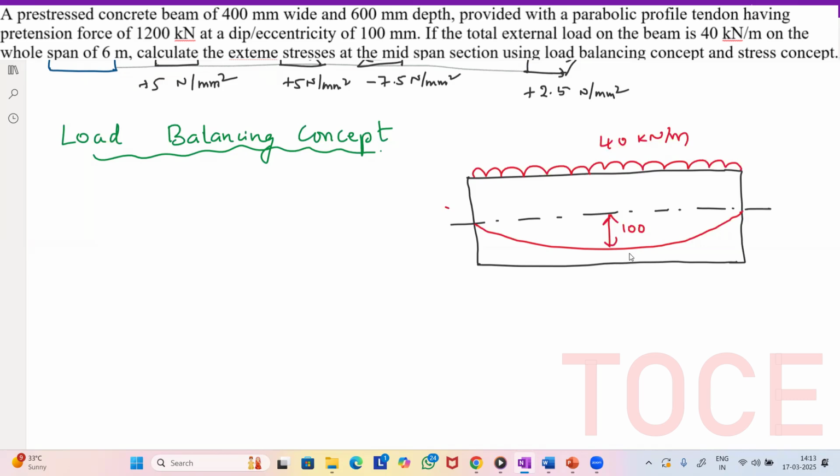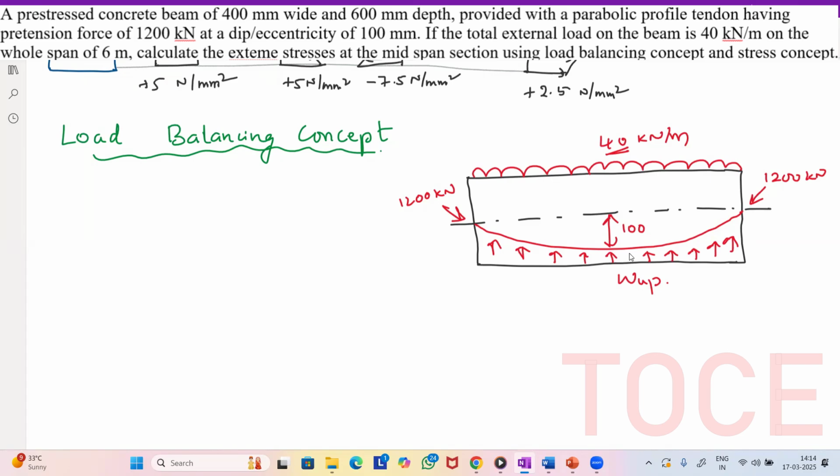Okay. So this external load will be balanced by the tendon profile, which is provided in a parabolic manner, right? So with the tendon, which is carrying a pre-stressing force of 1200 kilonewton, 1200 kilonewton will try to counteract this load of 40 kilonewton per meter. Okay, so it will act like this. So there will be an upward thrust counteracting the 40 kilonewton per meter, that external load. Okay, so this is called upward thrust. Okay, so the 40 kilonewton will be counteracted by the upward thrust, and whatever the load left, that is a net load.